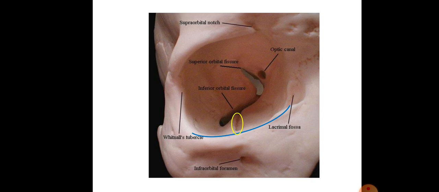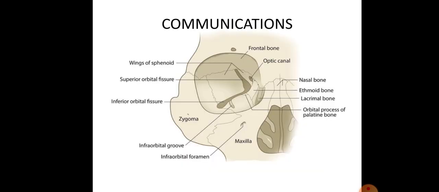Then the inferior wall or the floor of the orbit is limited by the infraorbital margin. Then it has the infraorbital groove, which converts into the infraorbital canal and opens on the face as the infraorbital foramen. The inferior orbital fissure. Then the medial wall is limited by the medial orbital margin.